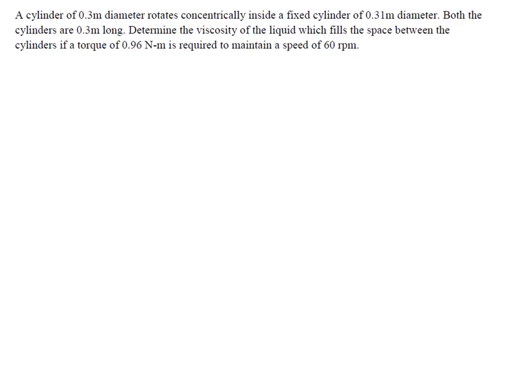Now another problem, of a rotating cylinder inside a fixed cylinder. Again here we have to use Newton's equation of viscosity. Here a cylinder of 0.3 meter diameter is rotating inside a fixed cylinder of 0.31 meters diameter. As I told you, the gap between the moving part and the fixed part is 0.31 minus 0.3 divided by 2. The length is given, which is 0.3 meters.